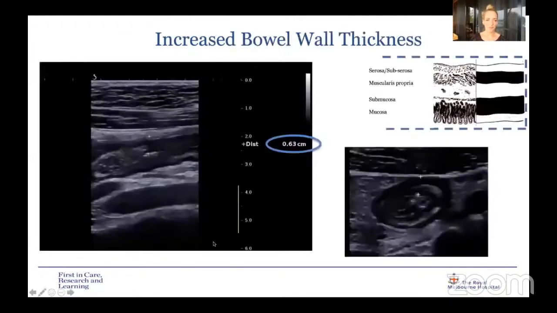So, increased bowel wall thickness. Again, you can see here, this is that bowel wall. You can see that measurement, which is measured to be 0.63 centimetres or 6 millimetres, which is obviously greater than your 3 millimetres, so that's considered pathological. That's again here, in that longitudinal section, and this is cross-sectional, and you can see again, it's thickened.